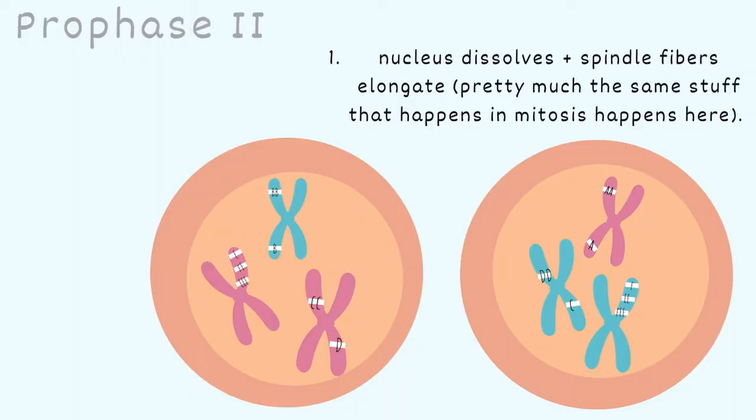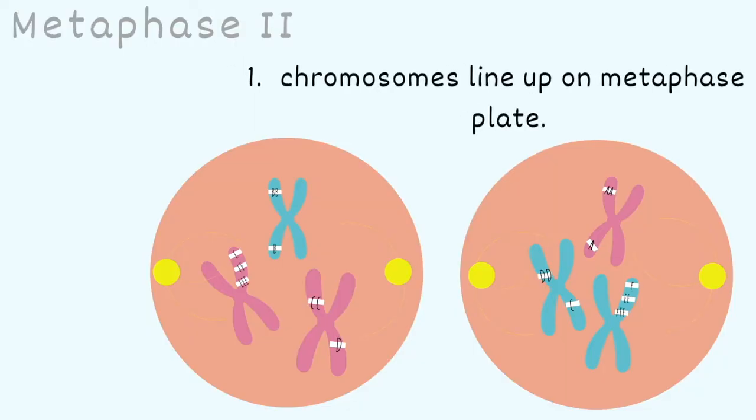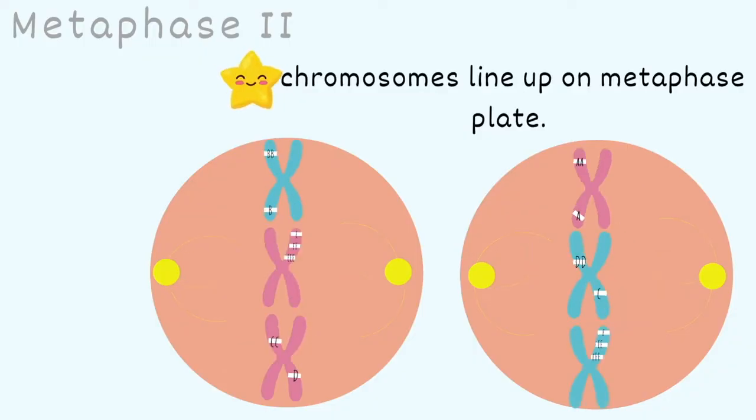In prophase 2, the nucleus dissolves and the spindle fibers elongate. Pretty much the same stuff that happens in mitosis happens here. These yellow dots again represent the centrosomes, and the lines coming out of them are the spindle fibers. The cell next leaves prophase 2 and enters metaphase 2. Here the chromosomes line up on the metaphase plate. This is pretty much all that is important to remember in metaphase, that the chromosomes line up.